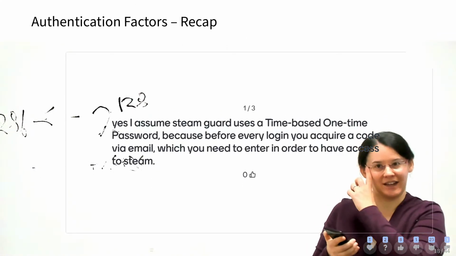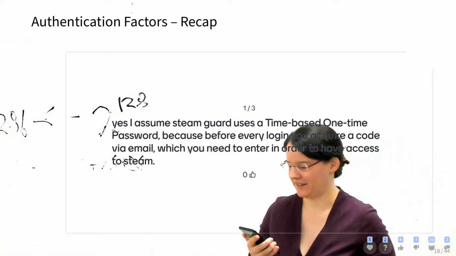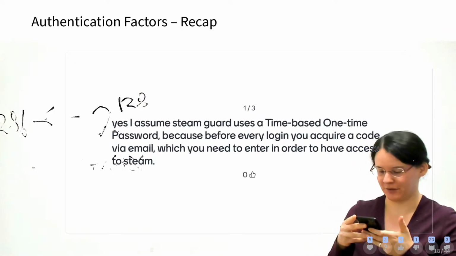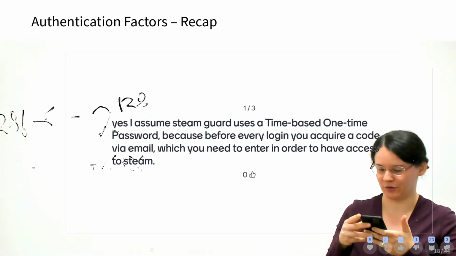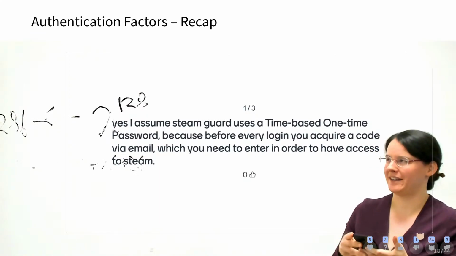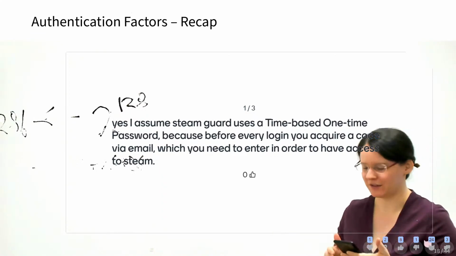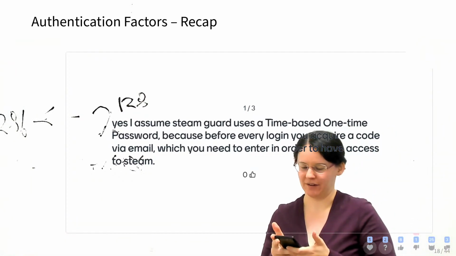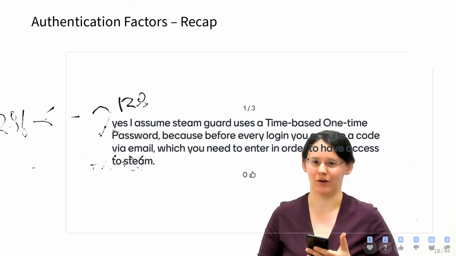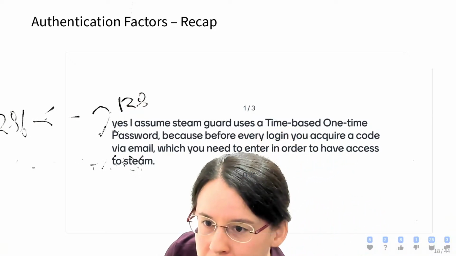There's somebody who has an answer for the SteamGuard question, saying that they assume it uses TOTP because every time you log in, you receive a code via email. Well, if you actually get the code via email, that means it's not derived from a secret stored on your device. So it might use a slightly different mechanism, but it surely is an example of one-time passwords.